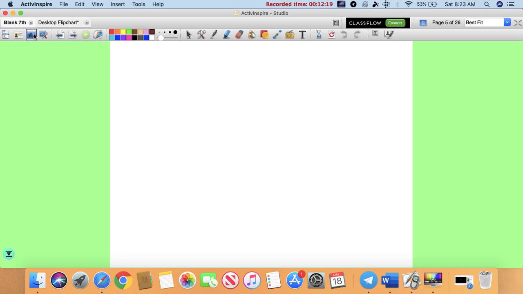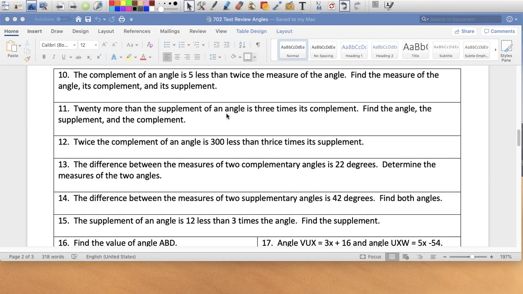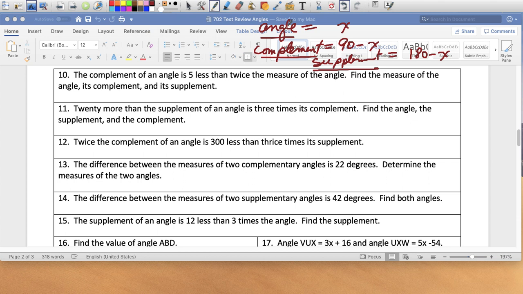Now, alright, we're back. So with these ones, you just have to know how to set up the equation, because it's really easy. So the complement of an angle, and I'm going to write an angle is x. That's how I would label it. You can call it A, B, C, D, whatever. So if you're calling this particular angle, and we don't have a value, let's assign a variable x. Its complement would be 90 minus x, right? And its supplement would be 180 minus x. So those are the three that I need to know and work with.